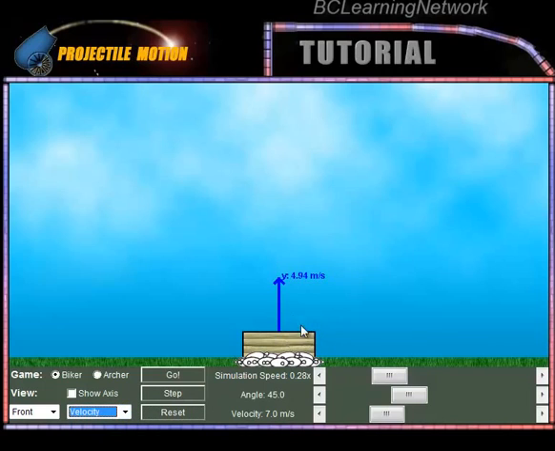So you can see my initial velocity on that motorcycle is 4.94 meters per second, and when I hit go, you can see it shrinks, and then it gets more and more negative on the way down. Now that was quite fast, so let's reset it and step it through.